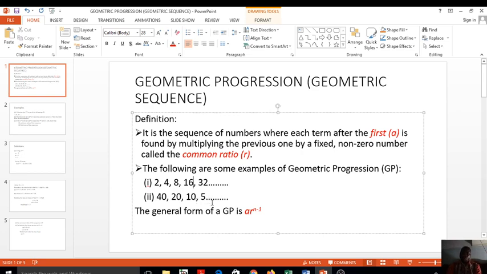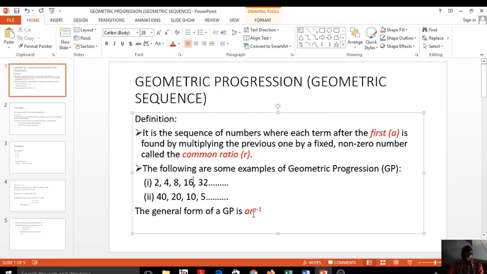In general terms, whenever you are given a geometric progression, the general form of any GP is given as a r to the power n minus 1. Our a stands for the first term, our r is our common ratio, and the n is the number of terms in that particular sequence, or the nth term of that sequence. That's the value of n.